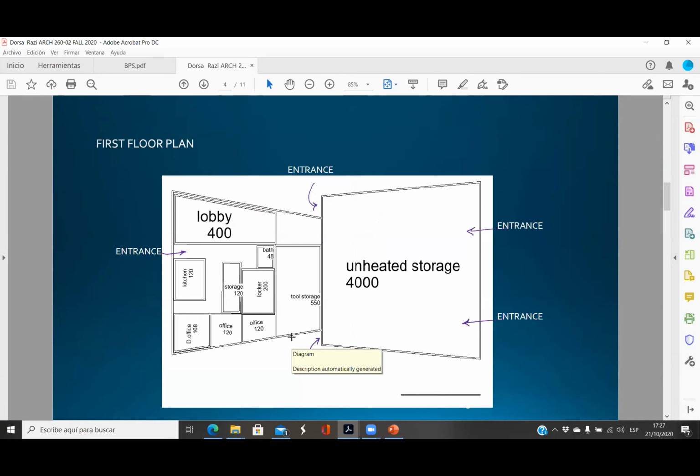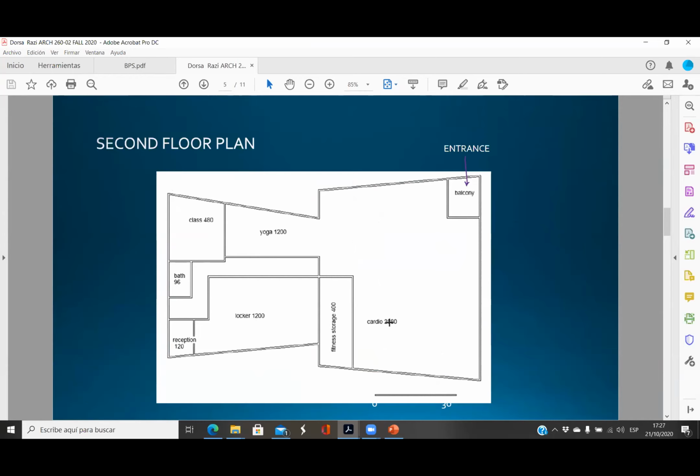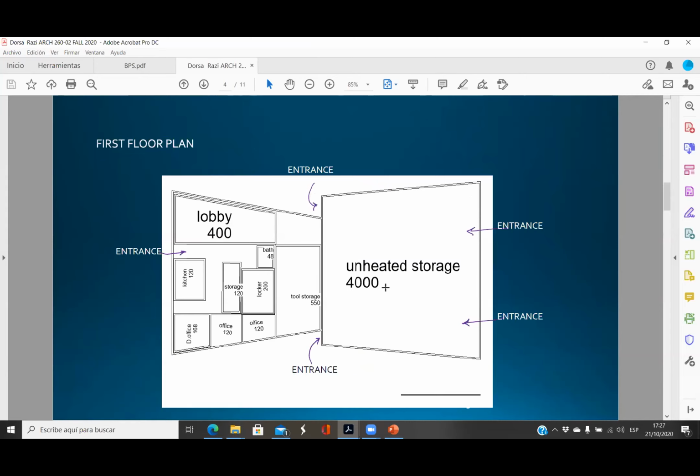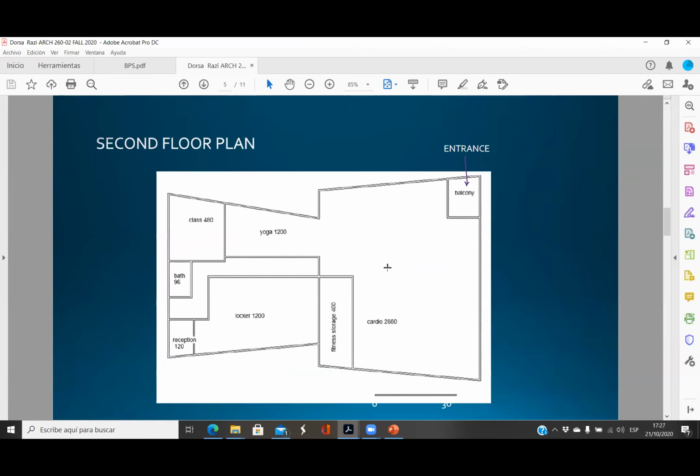So we are focusing on this building because this is the unheated storage, but you have, so this is the cardio. Yes. Okay, so is this the first floor and this is the second floor? Right. On the first floor, we have the unheated storage, and on the second floor, we have this. Okay, so we have a heating system here. Yes. Okay, let's do it.